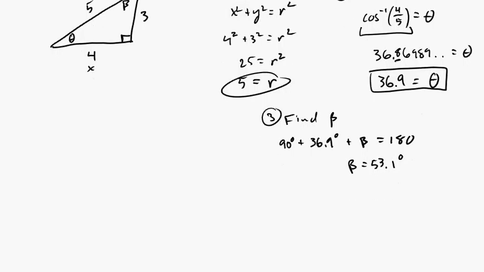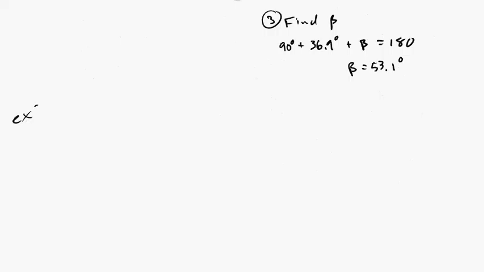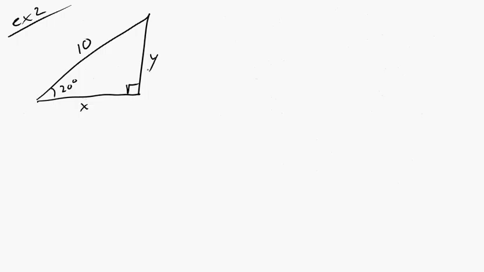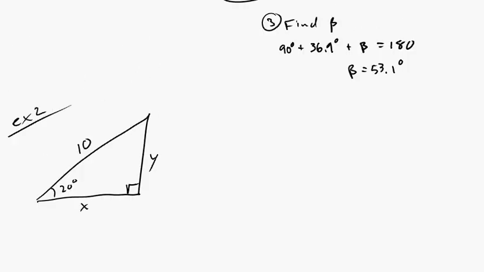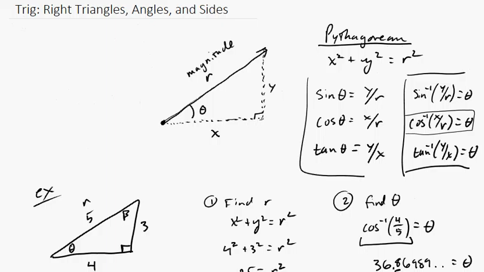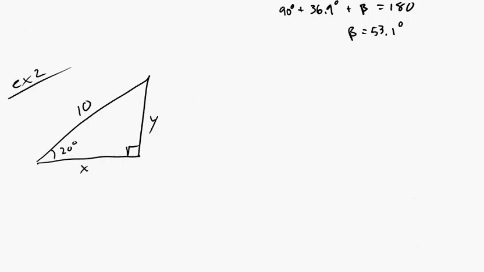Okay, now we're going to talk about example 2 here, kind of going the other way. So sometimes they give you a right triangle, and they give you the degrees, say 20 degrees, and the r, which is 10, and they want you to find x and y. So, in this case, we would want to use this side of our formula, because we have the angle. And so looking down here, let's just choose y first. So number 1, find y.